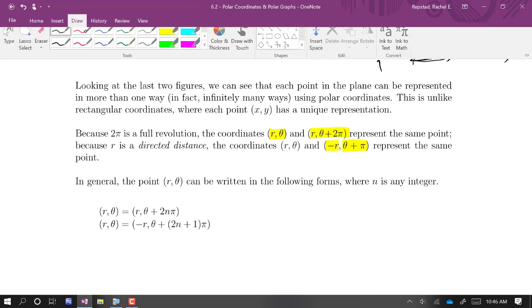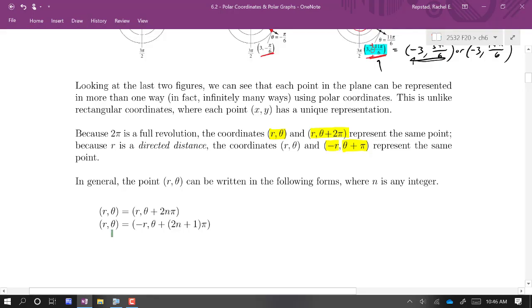So again, because of this, we end up really with, I guess, infinitely many ways to represent the same point, and sort of outlined right here. I usually, more often than not, will take a positive r and a standard position angle, like between 0 and 2 pi positive, unless there's a convenient reason not to.